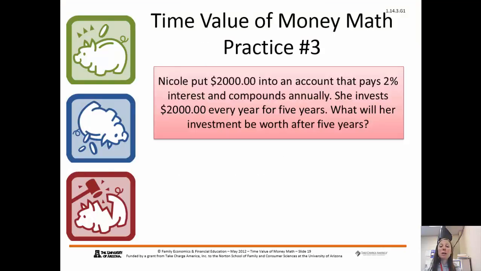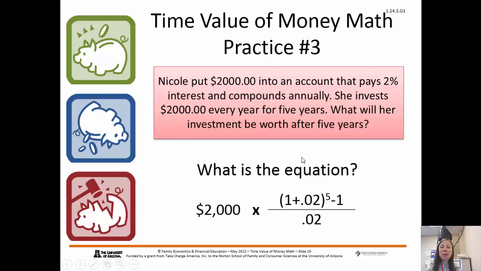Practice 3. Nicole put $2,000 into an account that pays 2% interest and compounds annually. She invests $2,000 every year for 5 years. What will her investment be worth after 5 years? Now again, you can go back into the presentation to find out what the formula is. Look back into your notes.